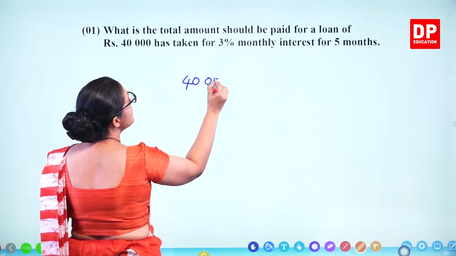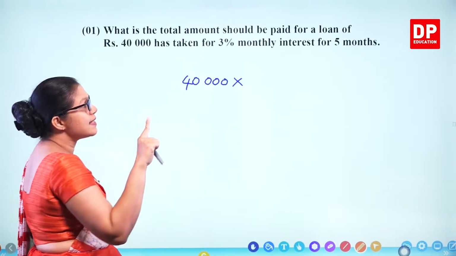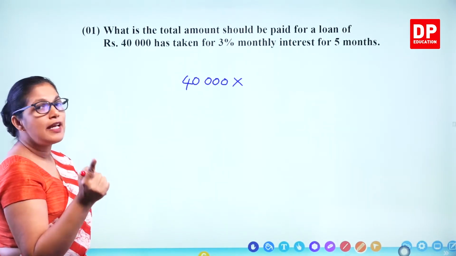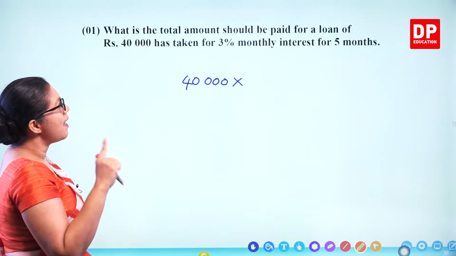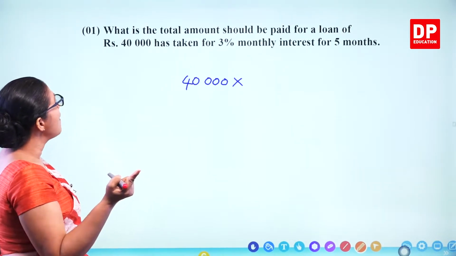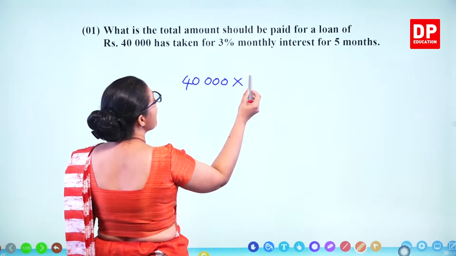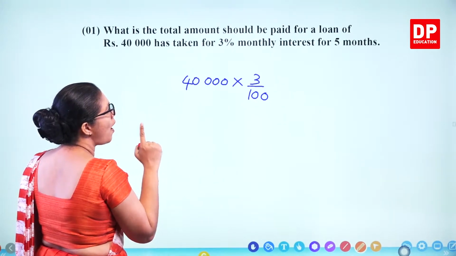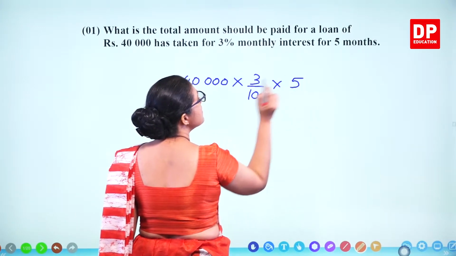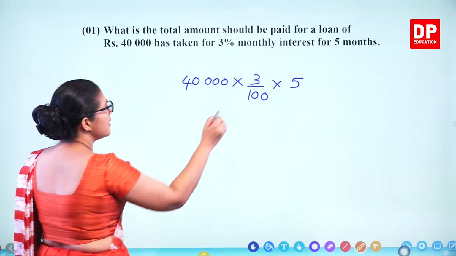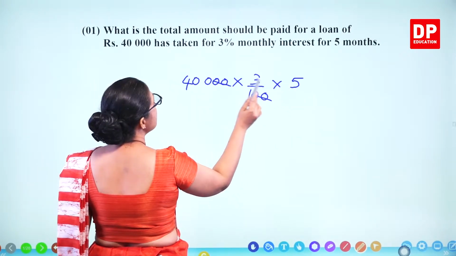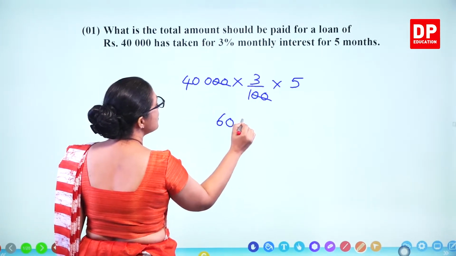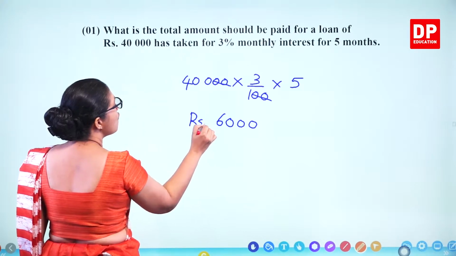40,000 rupees with 3% addition, so 103 over 100, that's for 1 month, and then for 5 months you can multiply by 5. Or we'll do just 3% of that. That's the interest you get for 1 month, multiplied by 5. This is the total interest for 5 months. So you get 4 times 3, 12, 12 times 5, 60, and then 2 zeros. So 6,000 you have to pay for 5 months.